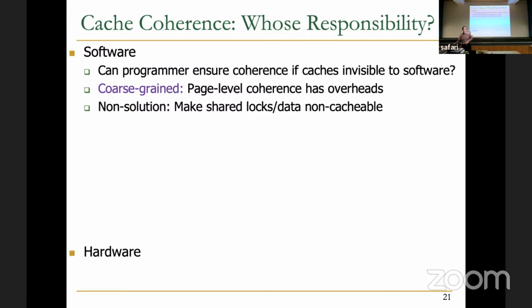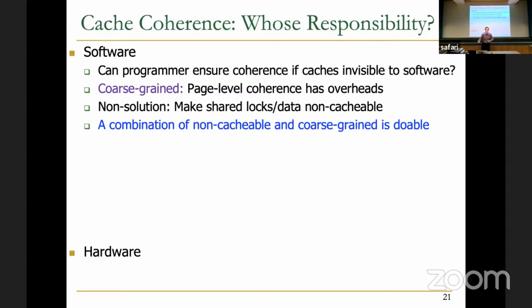That's one way of actually making software solutions potentially work. Again, we didn't work out the details, but essentially you can do that. You can say everything is non-cacheable in the end, and that eliminates the problem, right? That doesn't sound good. Or you can say everybody has the same cache. Everybody sees the same cache. That also eliminates the problem, but that's also a non-solution, right? We cannot build a huge cache across 10,000 processors that's shared completely. Okay, so a combination of non-cacheable and coarse-grained is potentially doable, which still requires some hardware support.